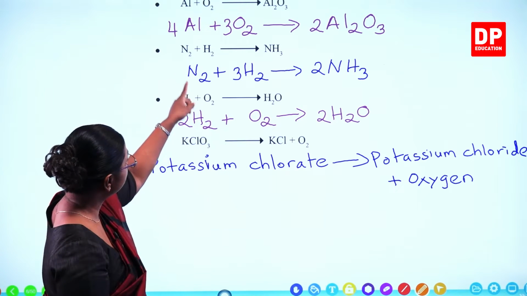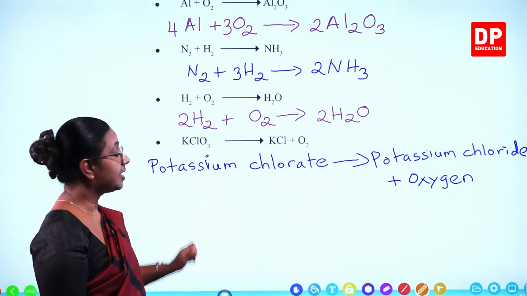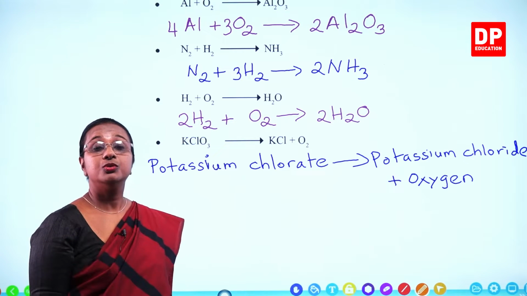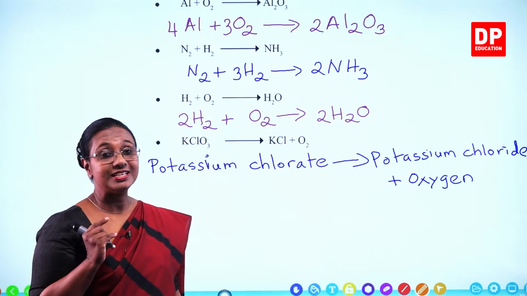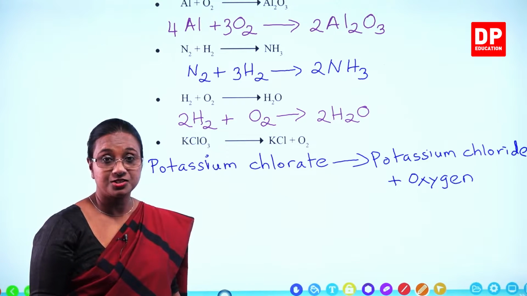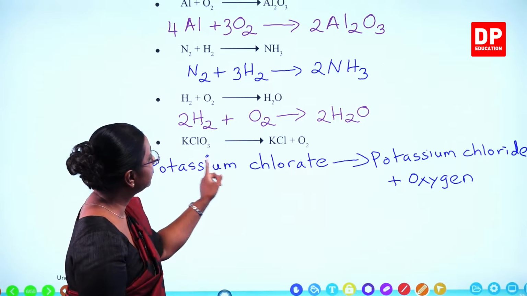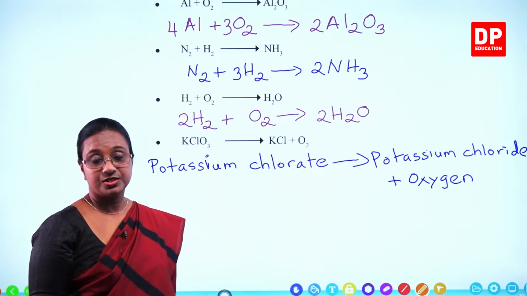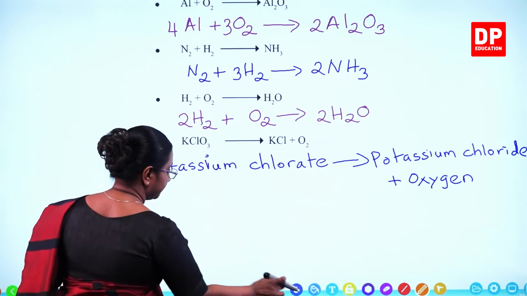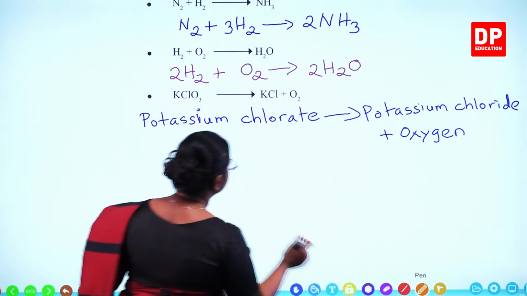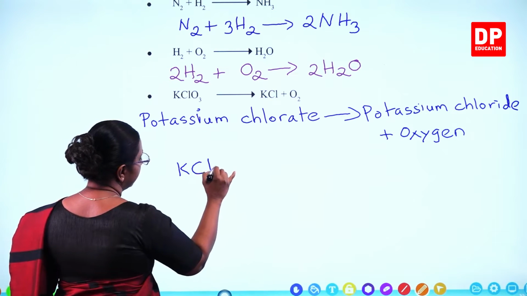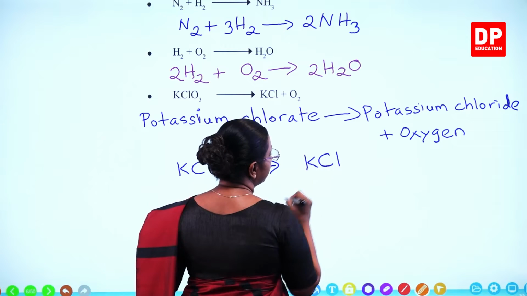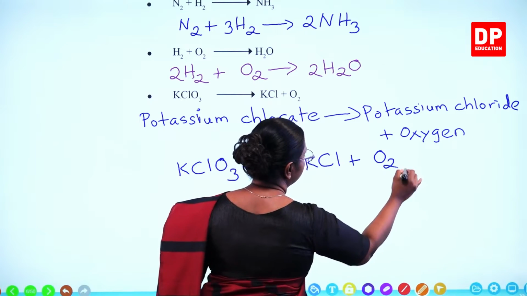Now this reaction is different from the above reactions. What type of a reaction is this? Only one reactant giving rise to 2 products. So you all know it is a chemical decomposition reaction. So when potassium chlorate decomposes, it gives rise to potassium chloride and oxygen. Now we need to balance this. KClO3, potassium chlorate, gives rise to KCl, potassium chloride, and O2.